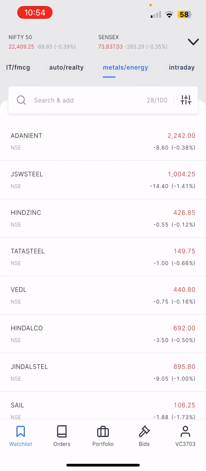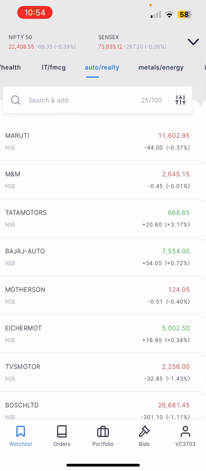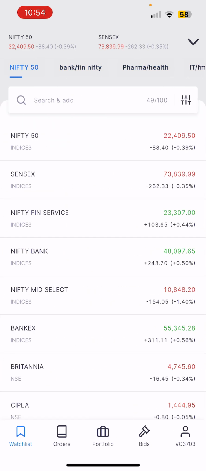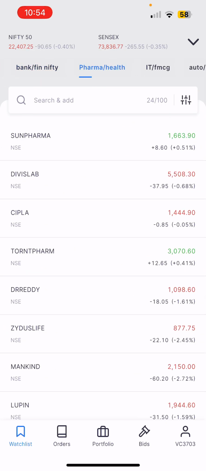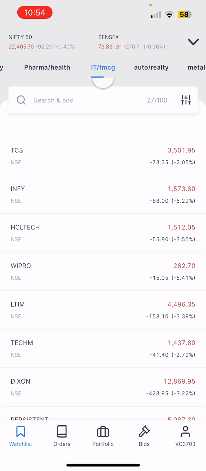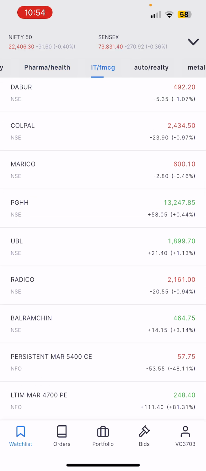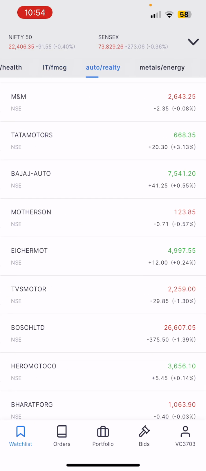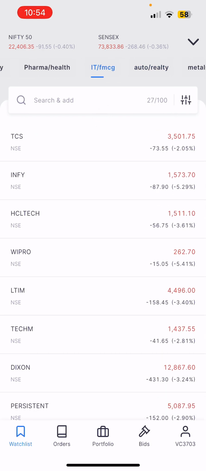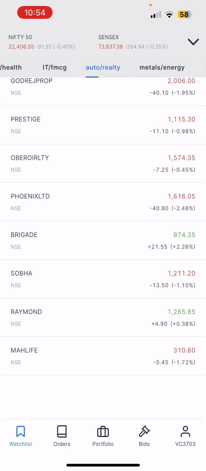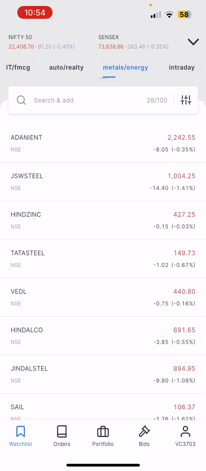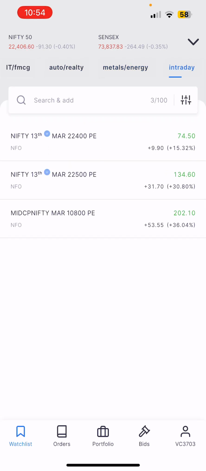Now you need to save a watch list like this if you want to look into particular sectors. This is basically Nifty 50. All 50 stocks are there: Bank Nifty and Fin Nifty, pharma and health. So all the stocks are here: IT and FMCG. So I exactly follow all these things, because that is where I will get a lot of opportunity to enter and exit in all types of scenarios. So these are the auto and realty stocks. This is metals and energy stocks. This is for my intraday one. I kept one free because I need to type and add a lot to the watch list.